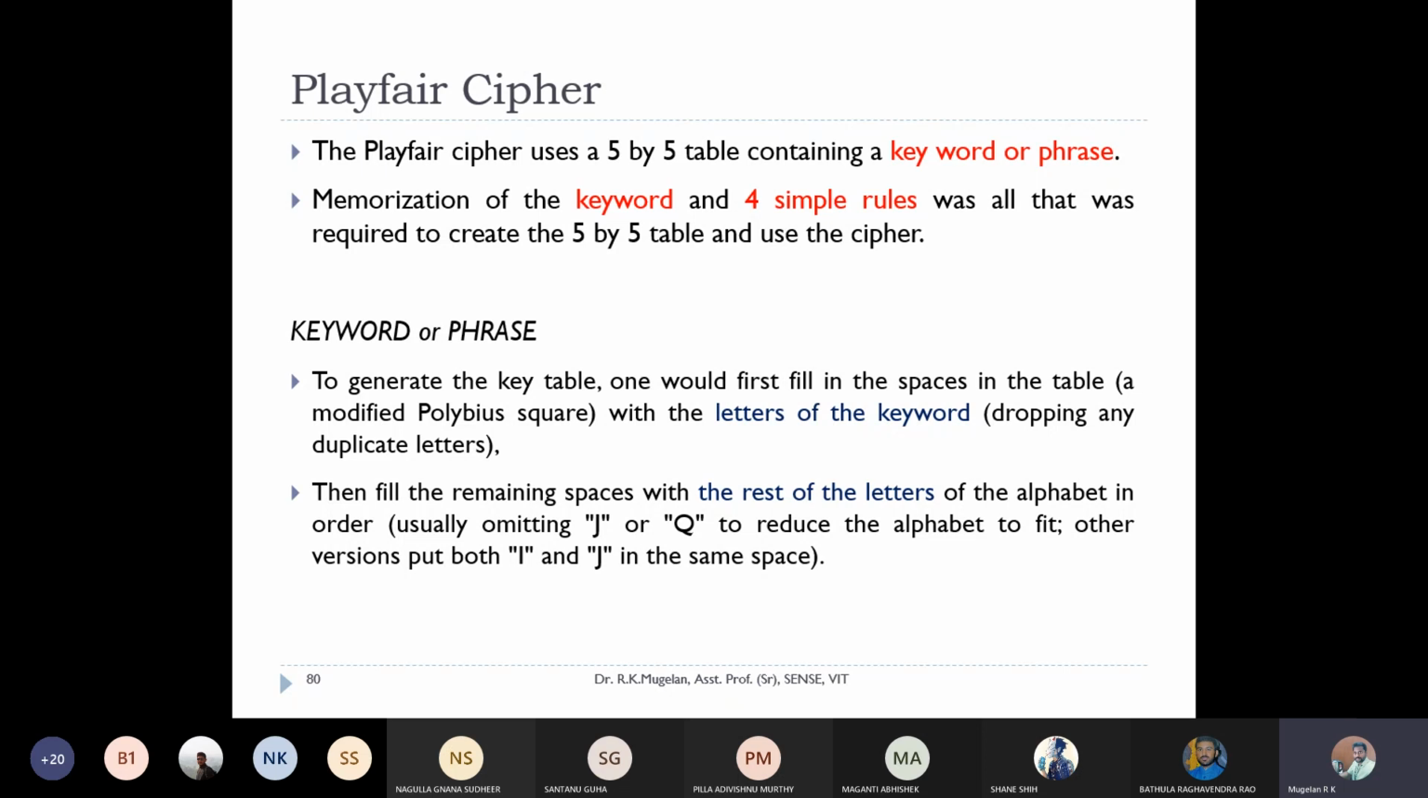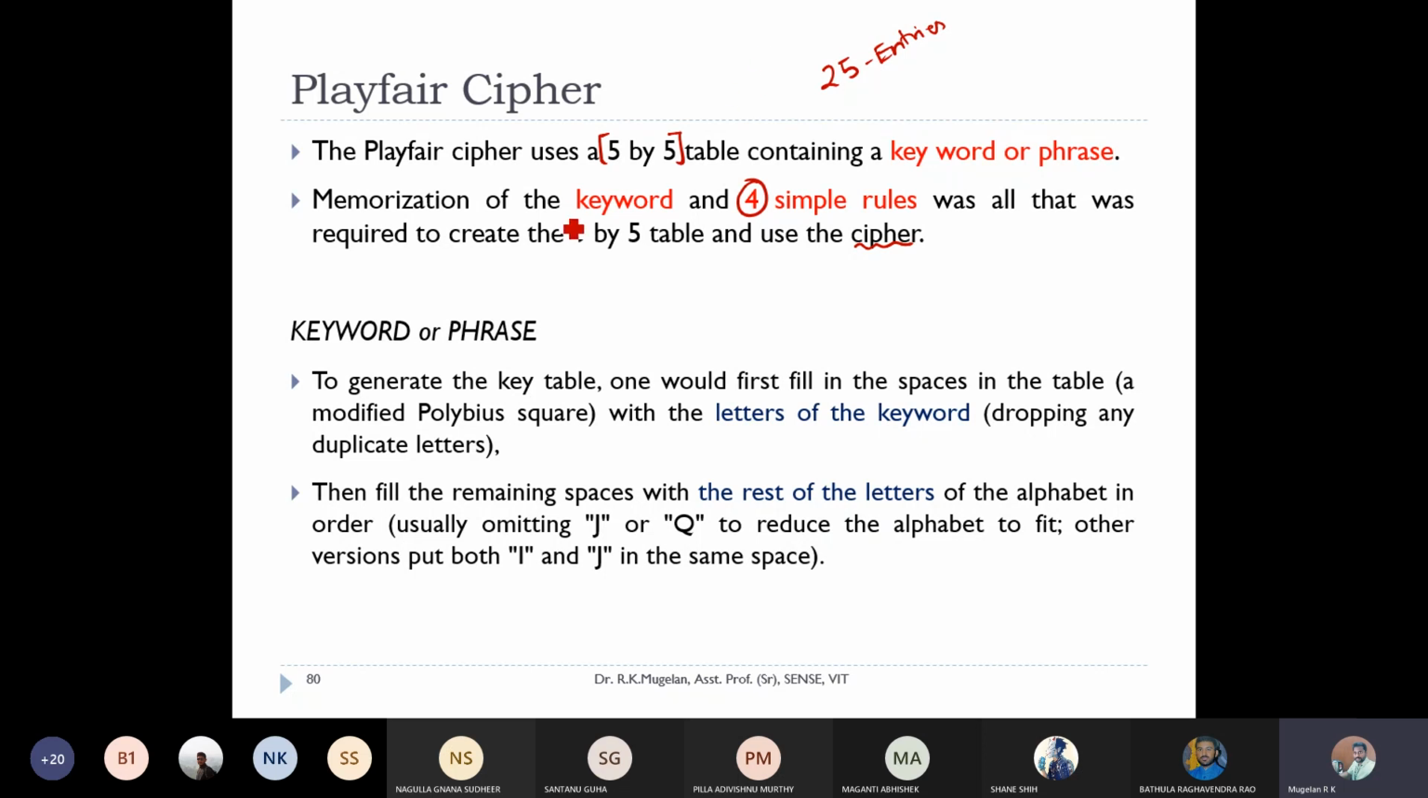In the Playfair cipher, we'll be using a 5x5 table, or a box or matrix kind of thing. 5x5 means there will be 25 entries in the keyword itself. Then using this keyword, there are 4 simple rules to create the cipher text from the plain text. For today's class, we learn how to create this keyword alone. Next class, we move on to the encryption process, because now time won't permit.